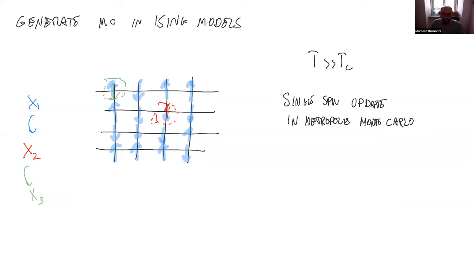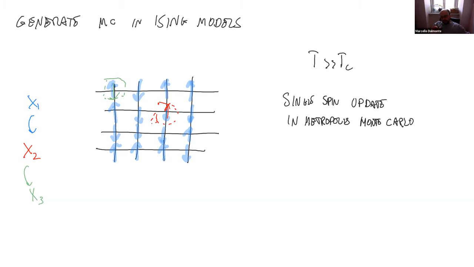Which is good, because it's telling us that if we want to generate statistically meaningful samples for very, very high temperatures of the Ising model, we can just take a configuration and randomly spin flip with a probability essentially one. One has to write down the corresponding detailed balance equation and so on and so forth, but just so you grasp the physics, it's not difficult to generate statistically meaningful samples for this model at T larger than TC.